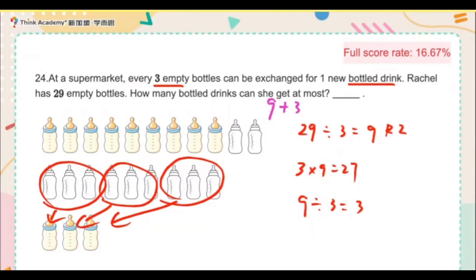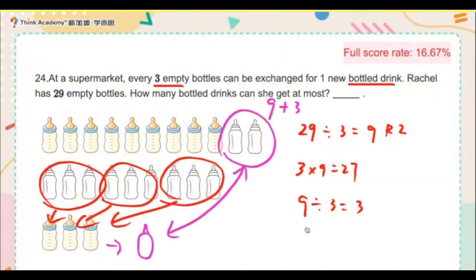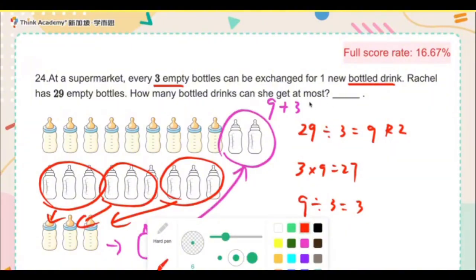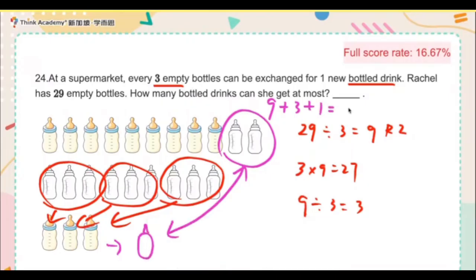Is it all? Actually, we can still have more, because after we finish all of these 3, we can also redeem another empty bottle. We can also redeem another full bottle, right? And then this bottle can be combined with these 2, so we can redeem another one. So we need to plus another one.